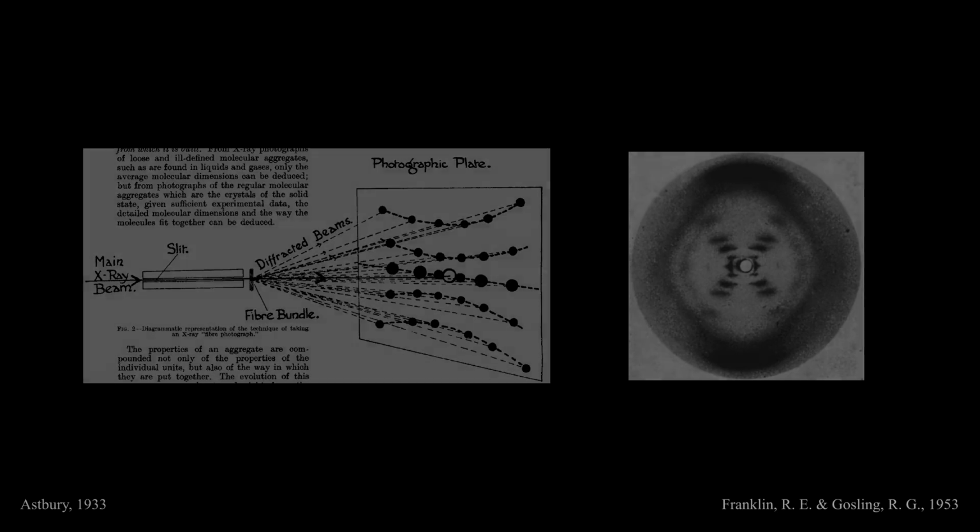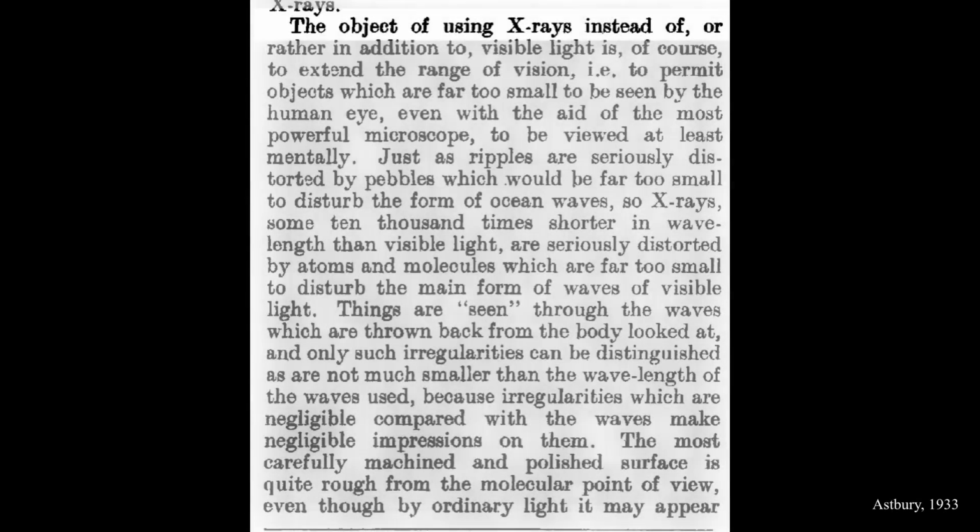William Thomas Asprey explains, "The object of using X-rays instead of, or rather in addition to, visible light is, of course, to extend the range of vision, i.e. to permit objects which are far too small to be seen by the human eye, even with the aid of the most powerful microscope, to be viewed at least mentally. Just as ripples are seriously distorted by pebbles which would be far too small to disturb the form of ocean waves, so X-rays, some 10,000 times shorter in wavelength than visible light, are seriously distorted by atoms and molecules which are far too small to disturb the main form of waves of visible light."